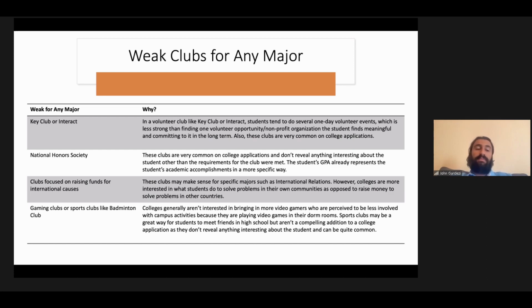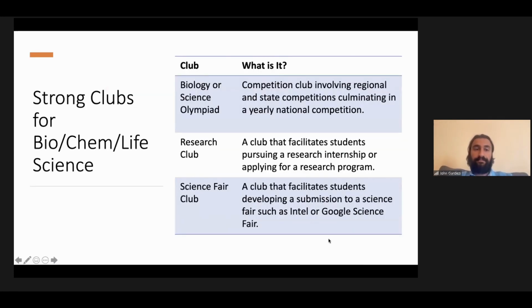And then, clubs that are typically focused on gaming or sports, clubs like badminton, usually aren't going to help you too much. Now, I give the caveat of students who are interested in things like esports or specifically want to go into video game design. These types of clubs may be beneficial, but by and large, if you're not interested in being a professional gamer or being in the gaming industry, being part of such a club doesn't really help your profile.